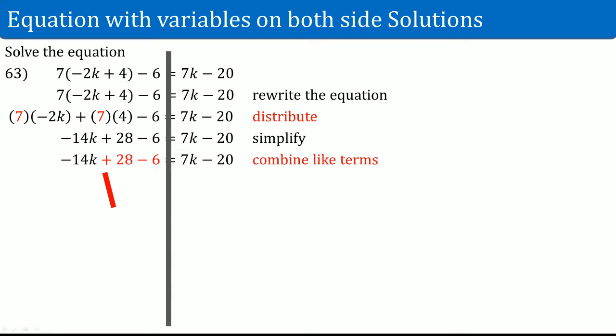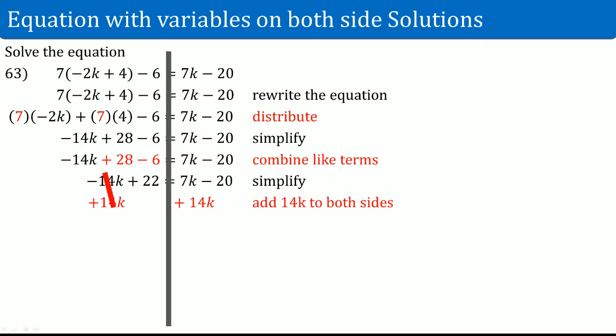28 minus 6 are like terms, so you're going to combine them. That becomes 22 on the left-hand side. The right-hand side, 7k minus 20, just comes straight down. Nothing happened to it. Here, what is smaller, negative 14k or 7k? Negative 14k is the smallest, so I'm going to add 14k to both sides. That is what it should look like. The 22 comes straight down. 7k plus 14k becomes 21k. Negative 20 comes straight down.